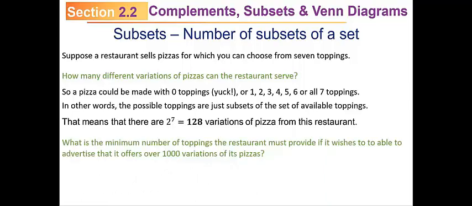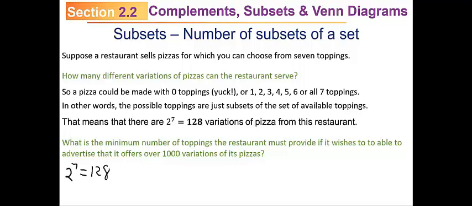How about this? What is the minimum number of toppings the restaurant must provide if it wishes to be able to advertise that it offers over 1,000 variations of its pizzas? Well, first of all, we know that 7 toppings is not enough because 7 toppings only produce 128 different variations of pizza. So that's not big enough.